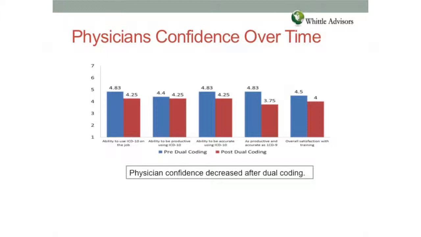Doctors tend to be really go-getters. They're going to accomplish a lot. They've come a long way to earn that profession. So we're up at 4.8 with their ability to use I-10 codes on the job. That's before they dual coded. Then what we see, interestingly, is when we surveyed them after the dual coding, their confidence dropped.